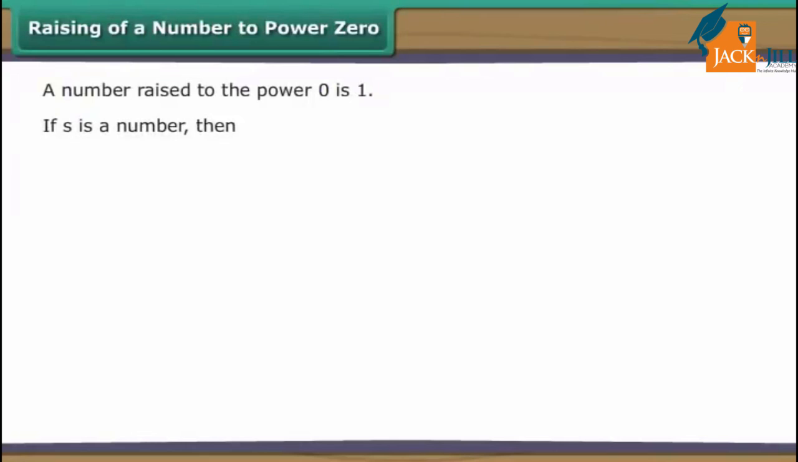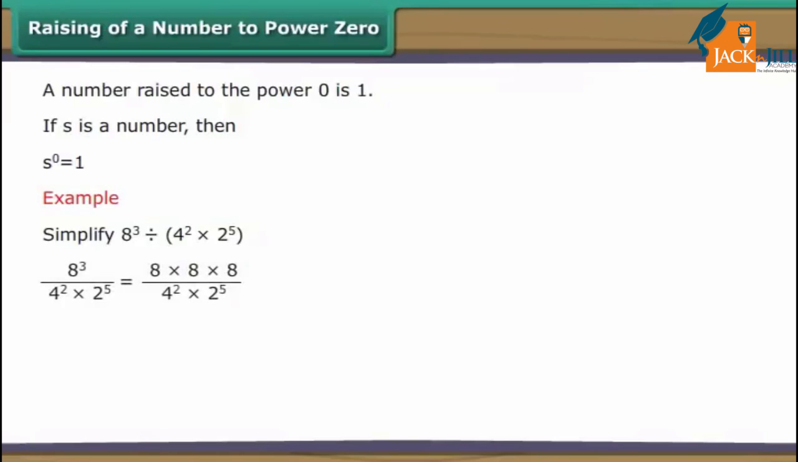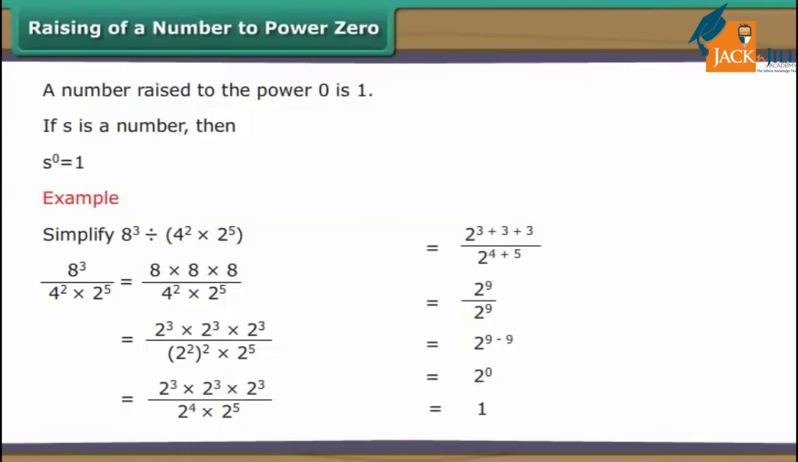Raising of a number to power 0. A number raised to the power 0 is 1. If s is a number, then s raised to the power 0 is equal to 1. Let us solve some questions based on exponent 0. Simplify 8 raised to the power 3 divided by 4 square into 2 raised to the power 5. We get 8 cube upon 4 square into 2 raised to the power 5 is equal to 8 into 8 into 8 whole upon 4 square into 2 raised to the power 5. Now by further simplifying it, we get the answer 1.